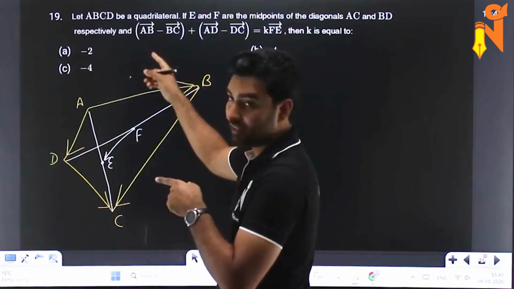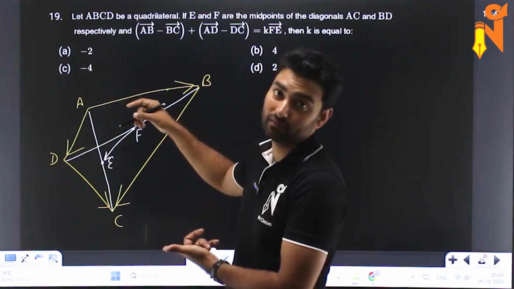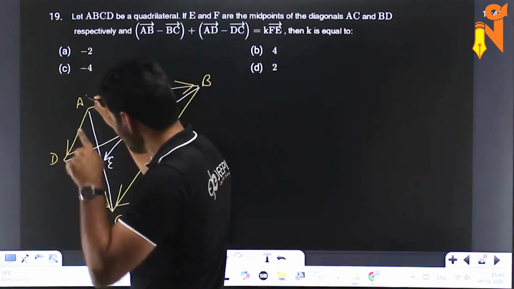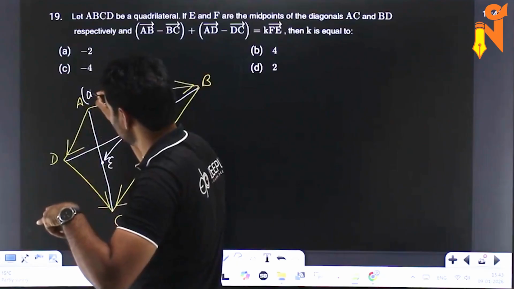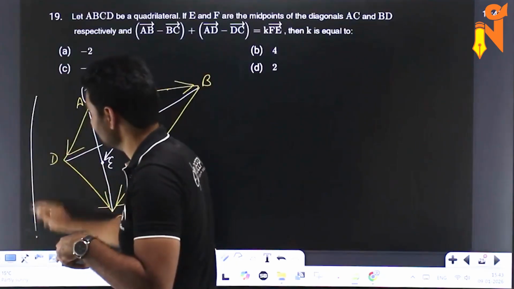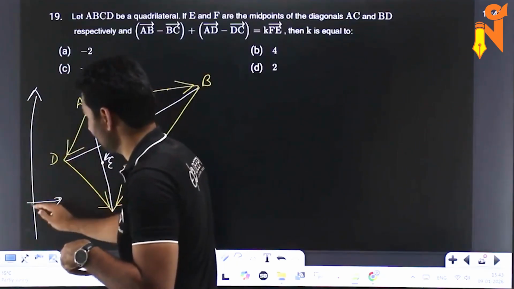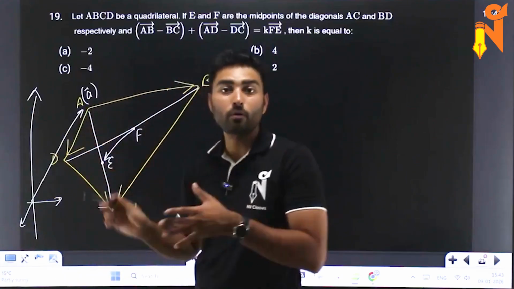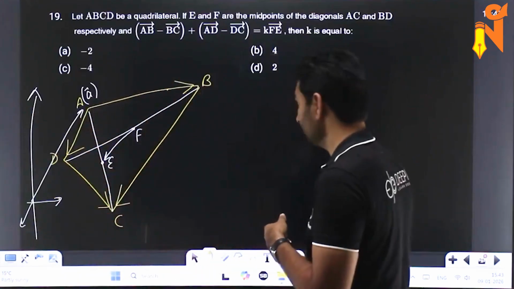So what is AB vector? B minus A. AB vector is this, where A point position vector is small a vector. Let's say this is x, y, z here. So this one is small a vector, position vector. I hope this is clear.